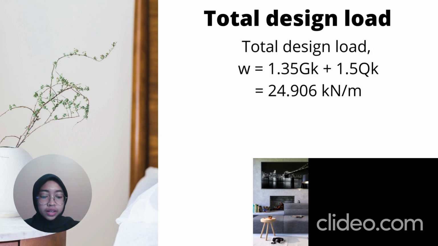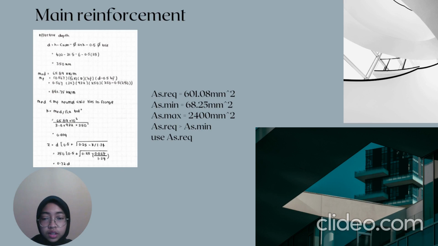From the value of the parameters of the beam, next we will find the value of the characteristic action and the variable action. From these values, we insert into the equation of total design load on beam, which is 1.35 Gk plus 1.5 Qk. For this beam, we obtain the total design load of 24.906 kilonewton per meter. After obtaining the value of z, which is 0.72d, we need to find the area of tension reinforcement. We need to find the required tension reinforcement before we compare with the value of min and max reinforcement area that we will use in the future calculation.